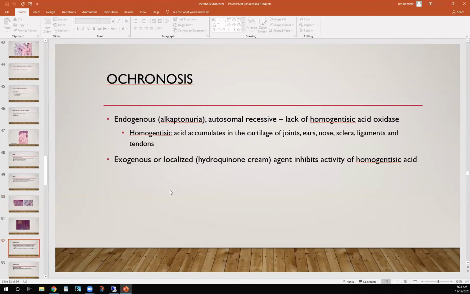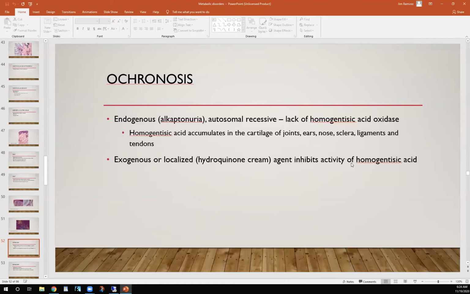So ochronosis, again, it's a fun one from the derm path perspective, because it's another one that's very characteristic and easy to show you in your exams because it's very diagnosable. Two types really, endogenous and exogenous. I've listed the endogenous type there for completeness sake, but really the ones that I've seen have all been from the exogenous or localized variant, which is secondary to this hydroquinone cream. I've probably only seen a couple of cases, but like I said, they are kind of fun to see.